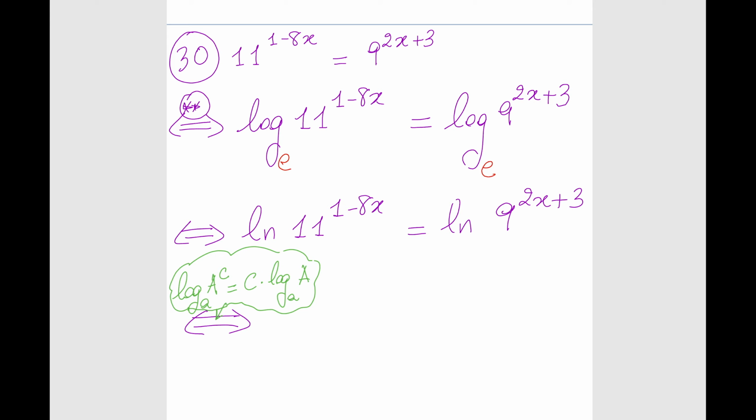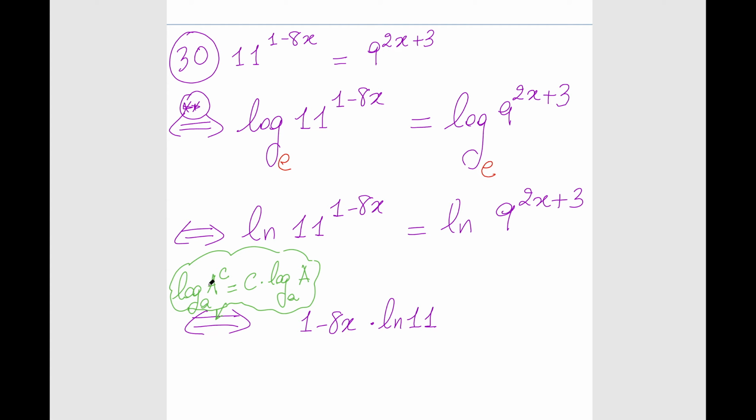Correct? So on the left side, log base a is ln, capital A is 11, and capital C, the power, is 1 minus 8x. So I can bring this down as a coefficient, and I get 1 minus 8x times ln of 11, right? If you don't put these parentheses, look, it means that the 8x is the one that's multiplied by ln of 11.